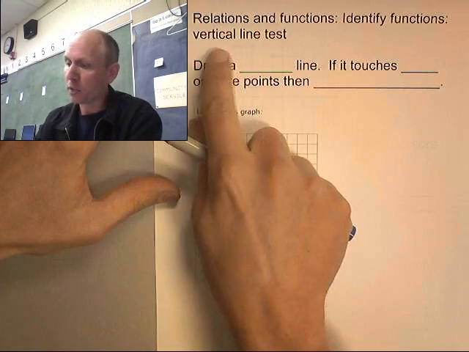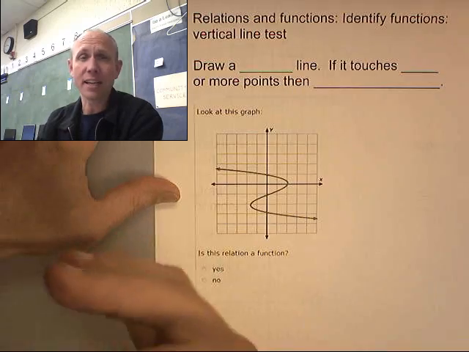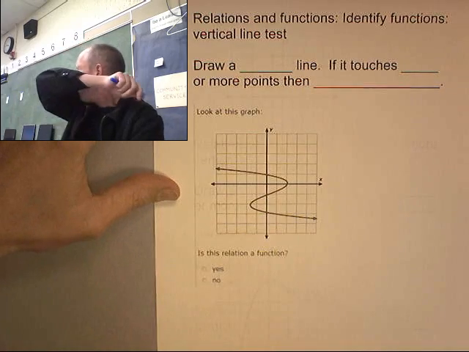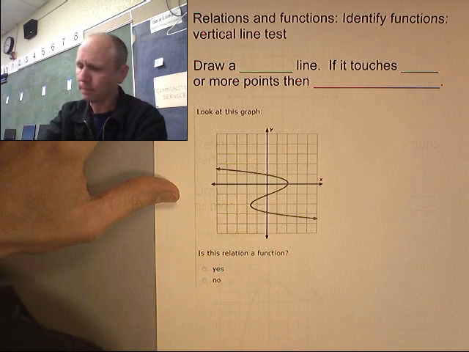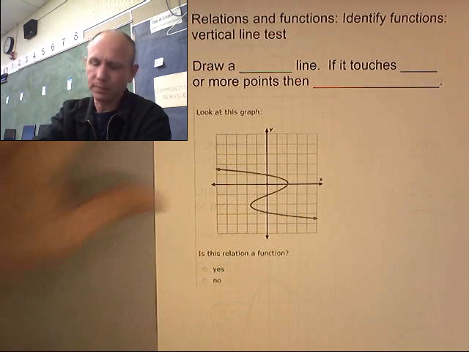So we're going to identify functions, but we're going to use what's called the vertical line test. Okay, here's how the vertical line test works. It's really basic.